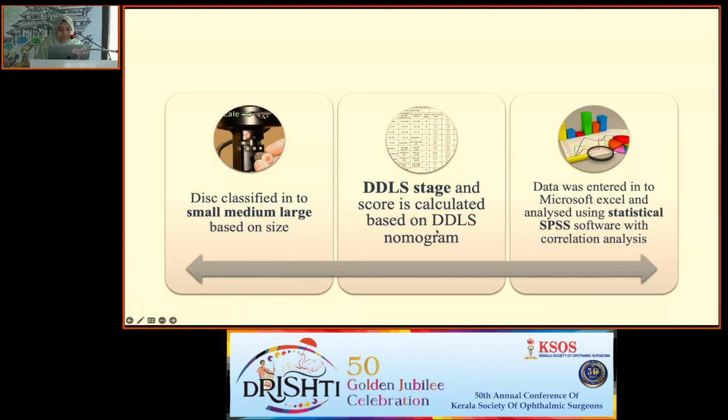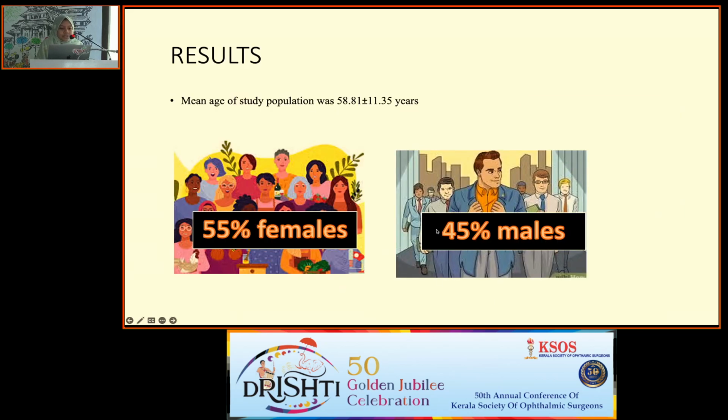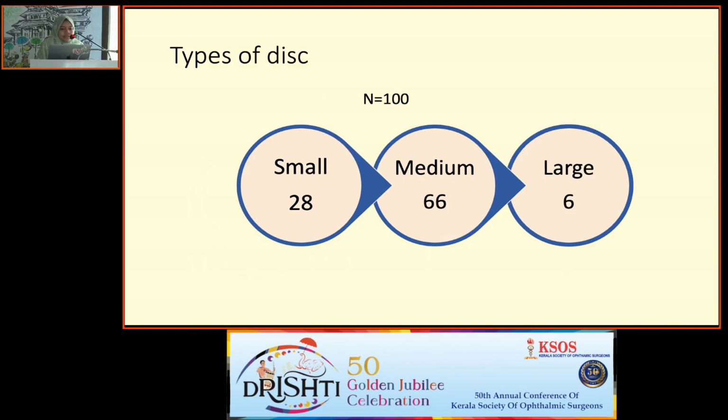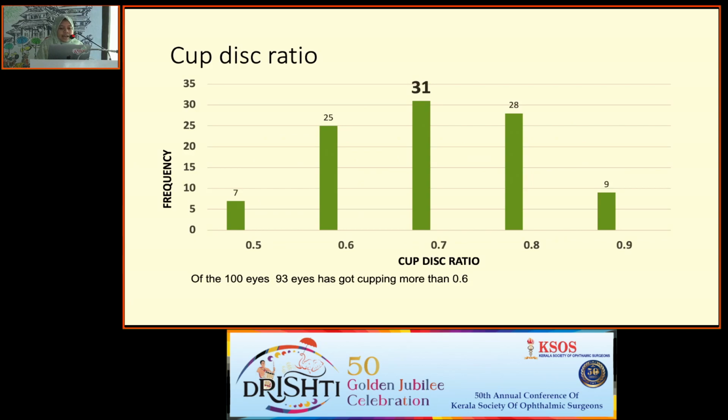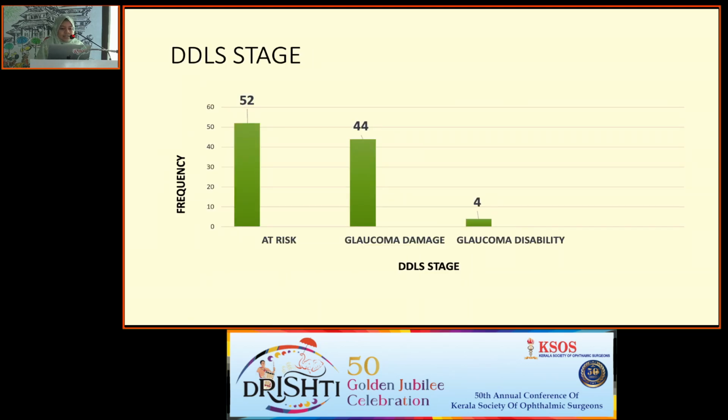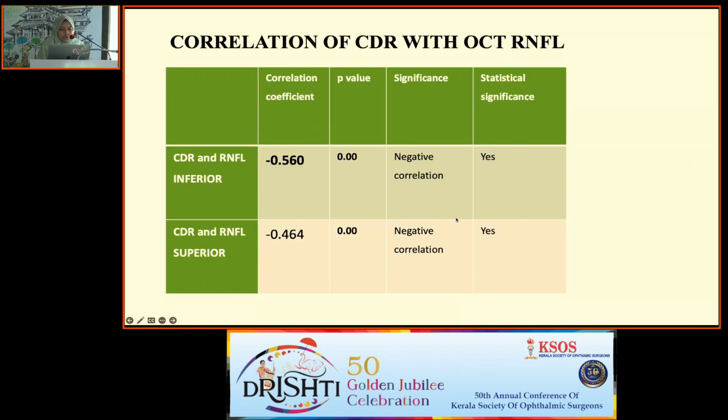Data was entered and analyzed. Results: mean age was 58 plus or minus 11.35 years, and 55% were females, 45% were males. Of the 100 eyes examined, the majority, 66 eyes, had medium sized disc, and more than 93 eyes had cupping of more than 0.6. On DDLS stage, 52 eyes come under the category of at risk, 44 eyes under glaucoma damage, and 4 eyes under glaucoma disability.